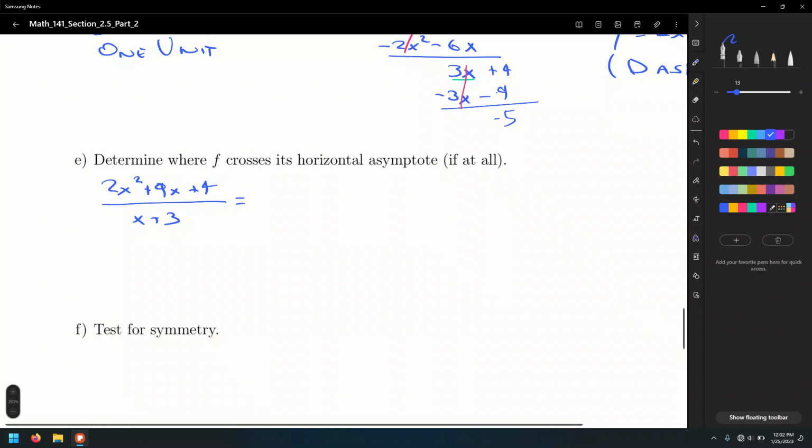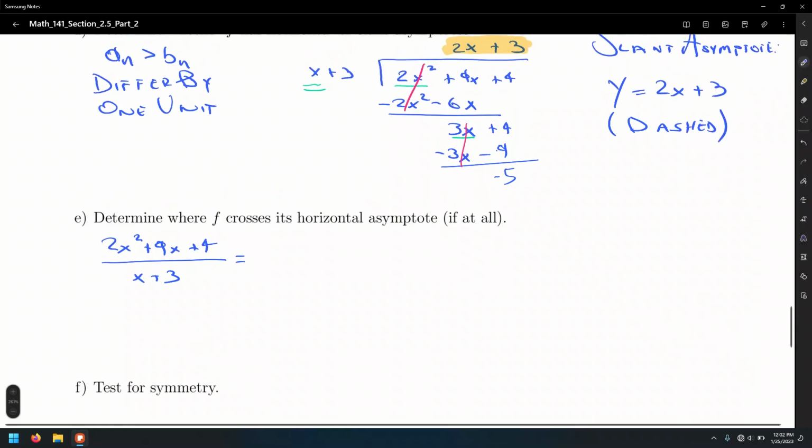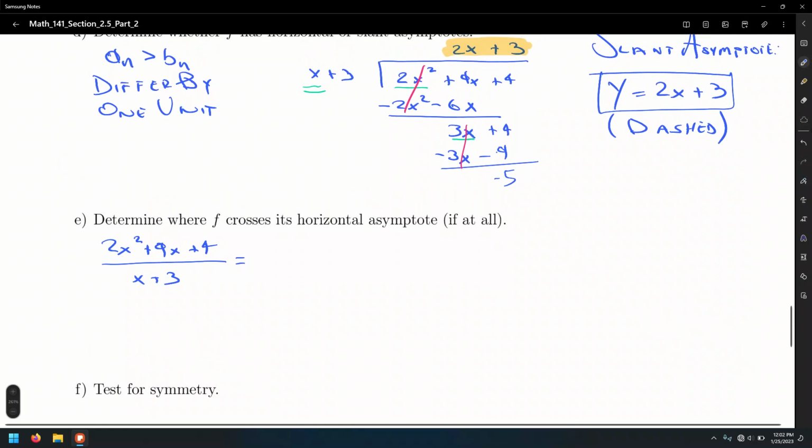So in this case, we will set it equal to the expression that describes the slant asymptote, which is what we got from before. That is, set it equal to 2x plus 3. And as usual, the rest of the problem is solve the rational equation. That is 2x squared plus 9x plus 4, I will write parentheses over here, be careful, and times x plus 3.